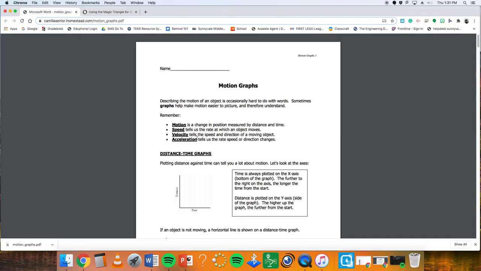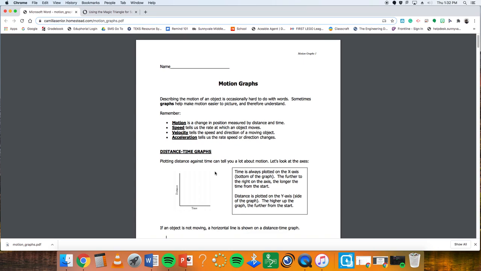So remember, for acceleration to occur, we're either going to change our speed, speeding up or slowing down, or change direction. So you can have a constant speed, but if you're driving on a turn, like on a windy road or whatever, you are accelerating. So those are your key vocabulary words for this TEK. So that brings us to graphs now.